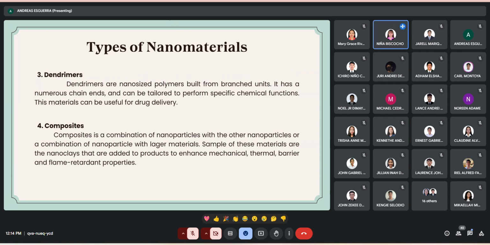Composites are mixtures of nanoparticles with other materials, often larger ones. By adding nanoparticles to other materials, we can create composites that are stronger, more heat resistant, or even flame retardant. For example, think of nanoclays added to a plastic. This can make the plastic more durable and less likely to melt at high temperatures. Next po.